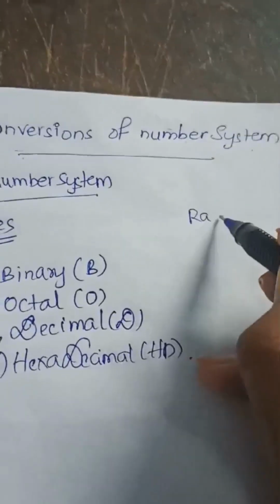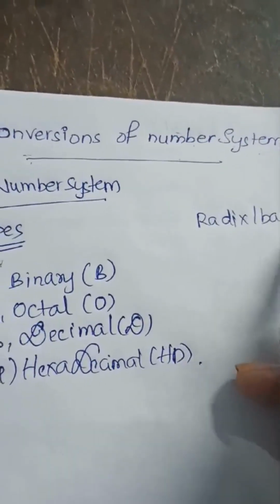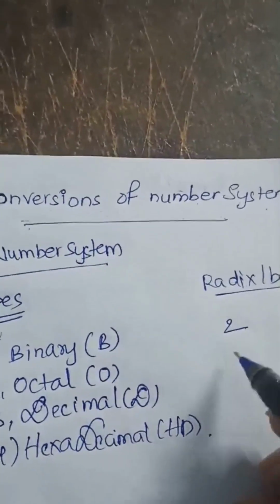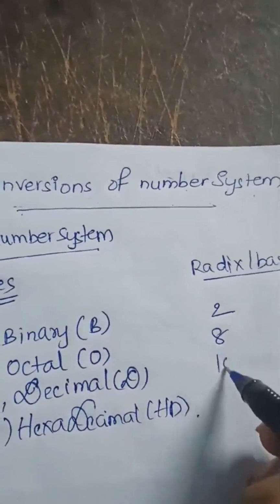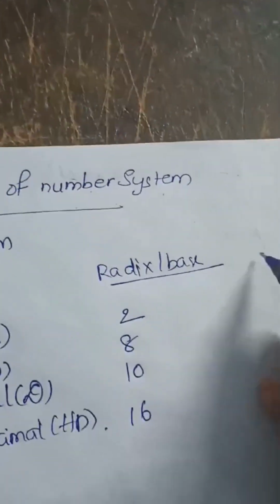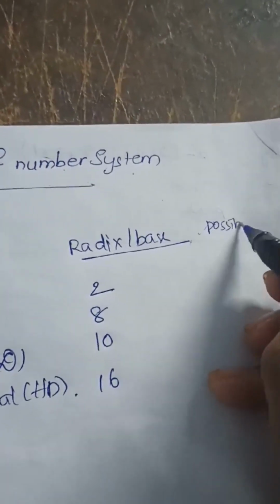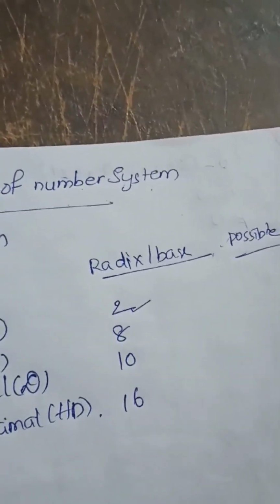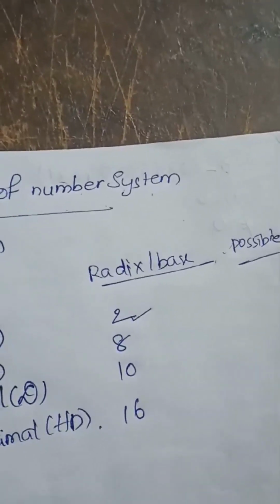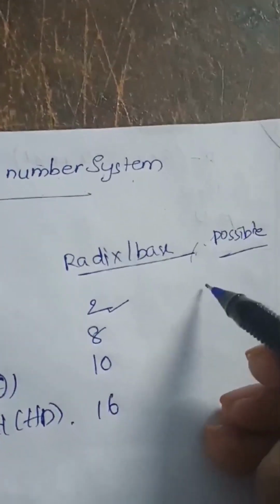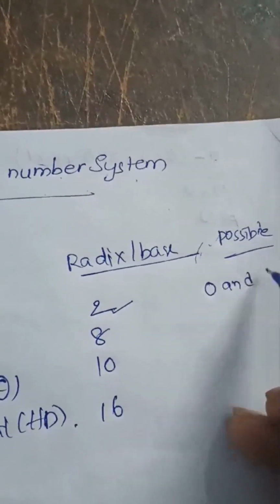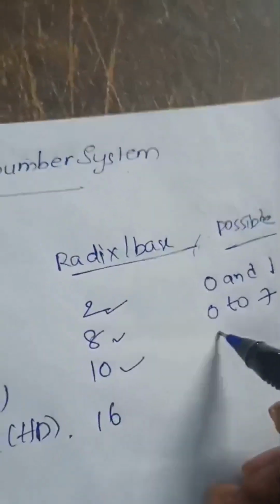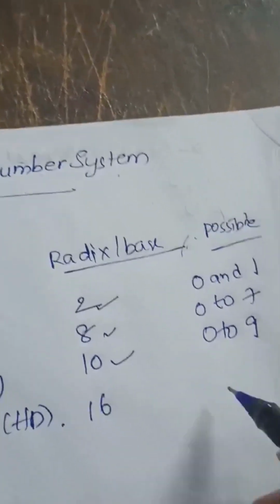The radix basis, that means the base. The base for binary is 2, the octal is 8, the decimal is 10, the hexadecimal is 16. The possible numbers, here we have two numbers. The numbers will be starting from 0 and ending with 1. That means only two values, 0 and 1. 8 means 0 to 7. 10 means 0 to 9.